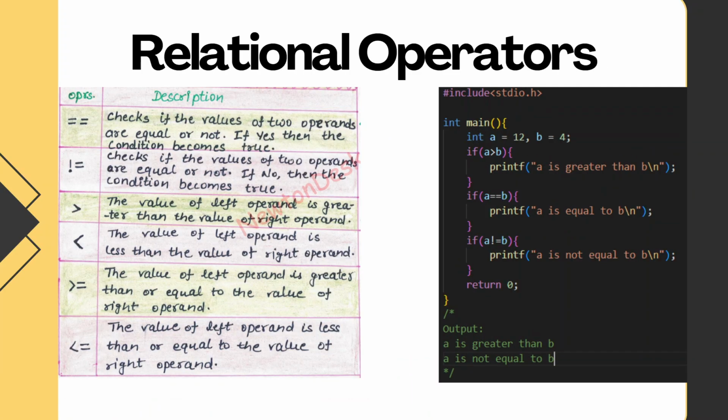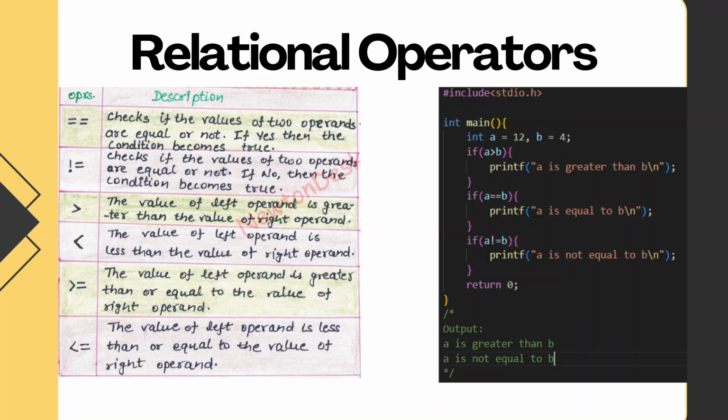Relational operators. Equal equals checks if the values of two operands are equal or not. If yes, then the condition becomes true. Not equal to, or exclamation equals, checks if the values of the two operands are equal or not. If no, then the condition becomes true.